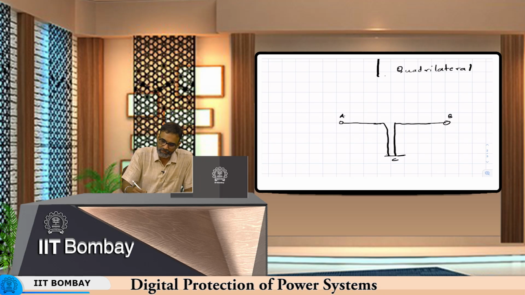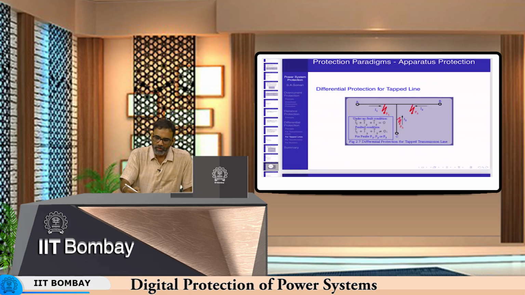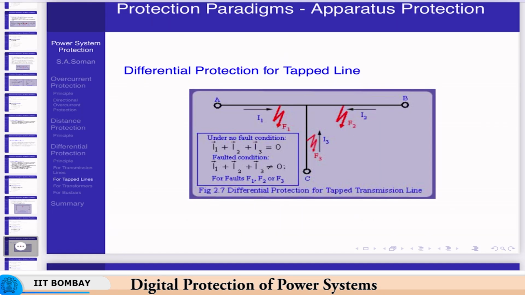However, note that this option is a slightly costlier option, because it requires an extra line between the tapping point, say T, and C, and also requires some more equipment at the end C. So to avoid that cost, sometimes you may just tap the line, which is what was shown in the figure. Okay, but here, instead of just summing up two currents I1 and I2, you need to incorporate I3 also.